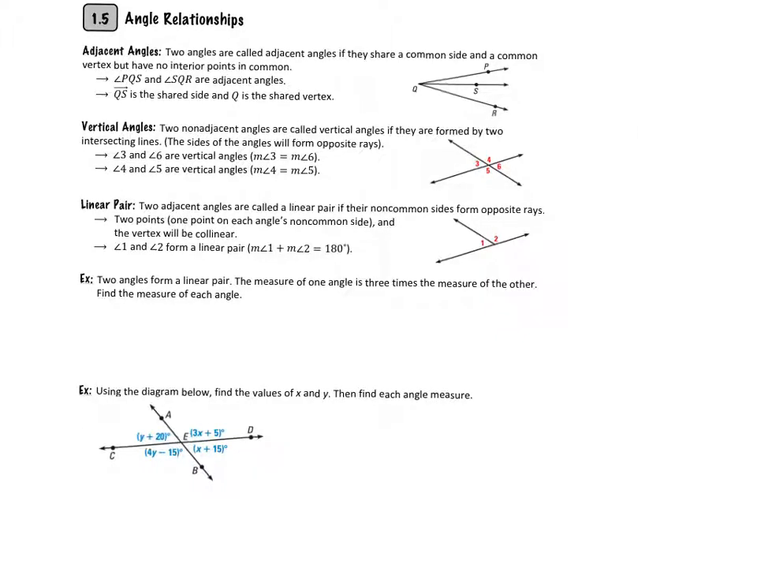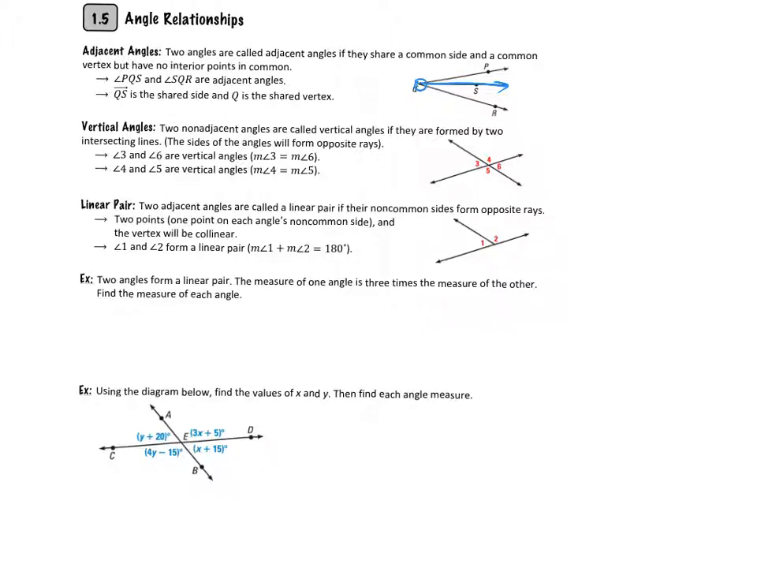In section 1.5, we're going to be looking at relationships between angles. Two angles are called adjacent angles if they share a common side and a common vertex, but have no interior points in common. In this diagram, angle PQS and angle SQR are adjacent angles. Ray QS is the shared side and Q is the shared vertex.